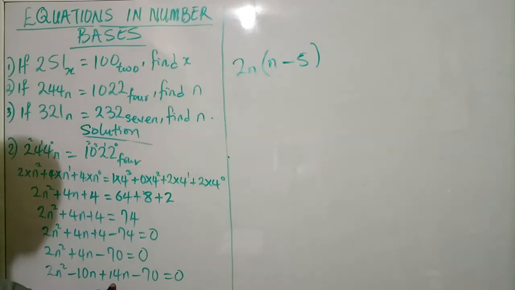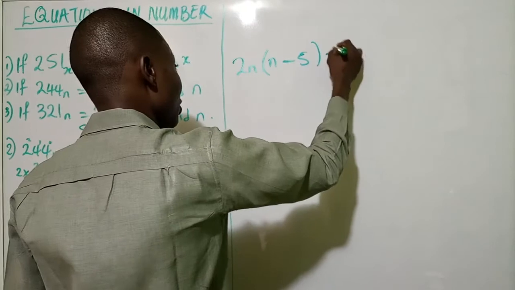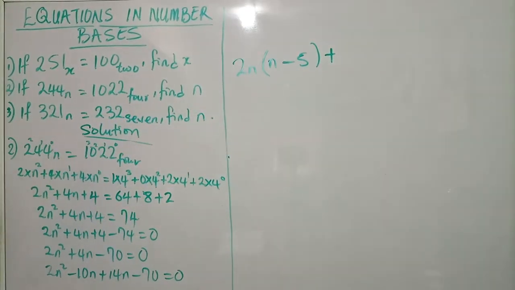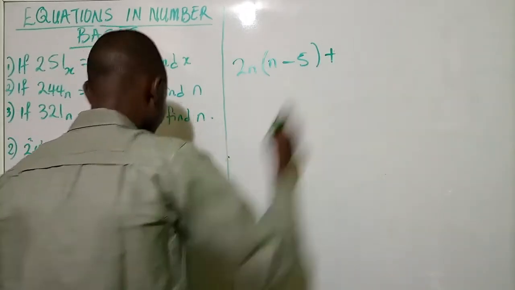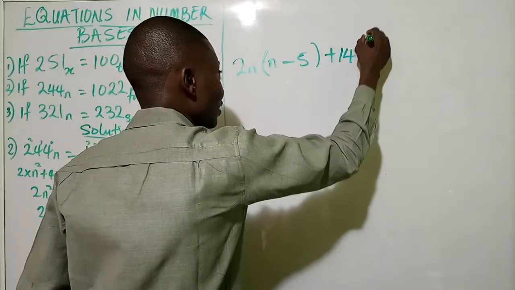Now looking at them, what do they have in common? Something is common there, okay? Something is common between 14n and this. So we'll first bring out our sign first. That should be plus now. Okay? That should be plus. So bring out what? 14. 14 is here, and 14 is also here. So bring out the 14.